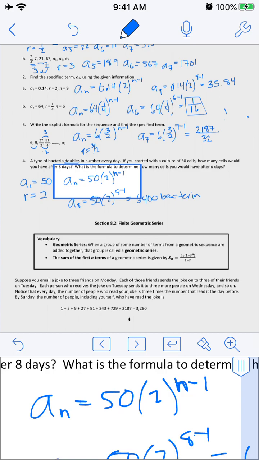The key point of this is the definitions here. Your ratio, your AN, your A1, you're going to see those throughout the rest of this chapter. So make sure you know what those mean and make sure you know how to complete the terms. Other than that, I'll see you in 8.2.